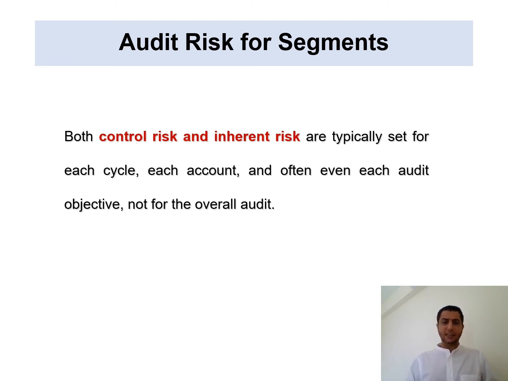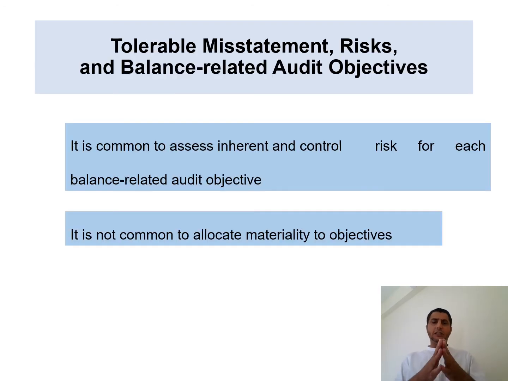So by now we should understand that the control risk and audit risk are set up by segment, and both components, inherent risk and control risk, will be assessed based on the cycles and the segment. Also, the audit objectives are set for each account, as we mentioned earlier. How about setting up the audit risk for the balance related audit objective, and also tolerable misstatement? It is common to assess inherent risk and control risk for each balance related audit objective, but it is not common to allocate materiality to the balance related audit objective.